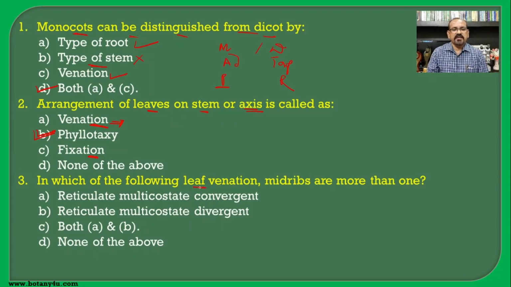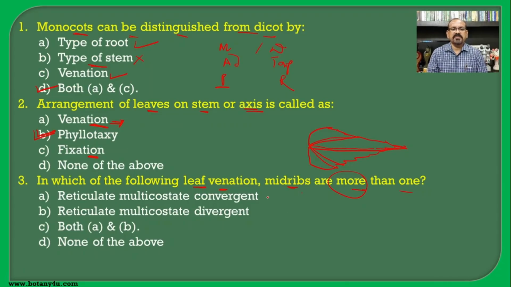Then, in which of the following leaf venation are midribs more than one? Say for example, if we see a leaf and in this leaf there is the presence of one midrib, then the leaf is known as the unicostate. But if at the same time there are many midribs developing from the base of the leaf, then if the midribs are more, it is known as the multicostate type of condition.